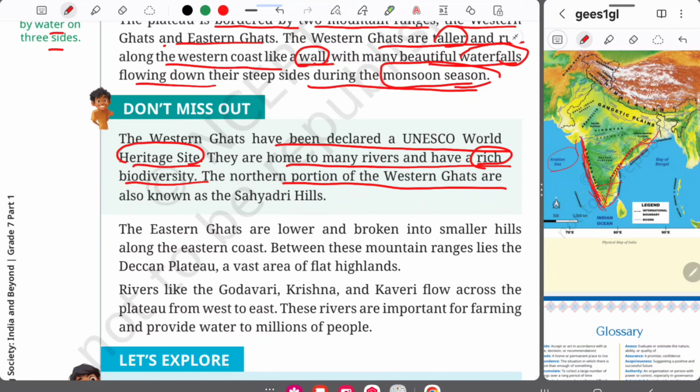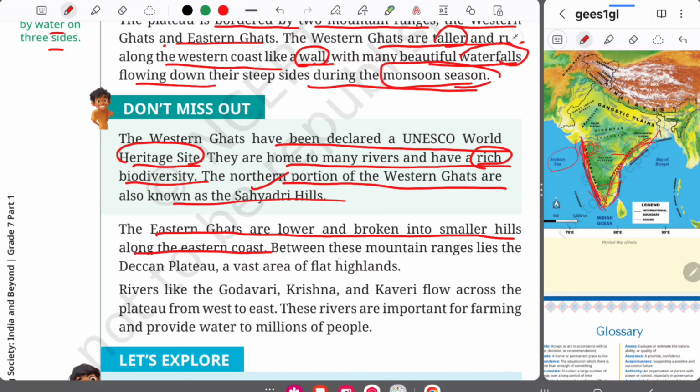The northern portion of the Western Ghats, the upper part, is also known as the Sahyadri Hills. Northern part means this upper part. This portion is also known as what? Sahyadri Hills. Now let us see about the Eastern Ghats. The Eastern Ghats are lower and broken into smaller hills along the eastern coast. So this Eastern Ghat is lower compared to the Western Ghat. These are slightly lower, and these are also broken. This is not continuous. You can see these are broken hills.